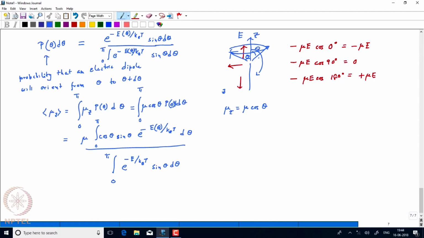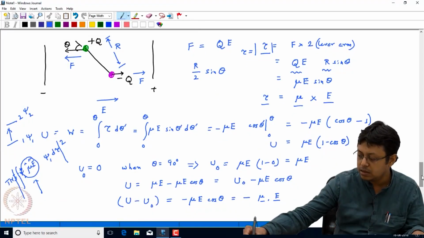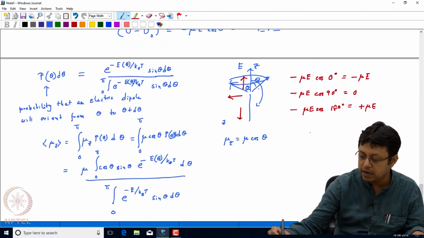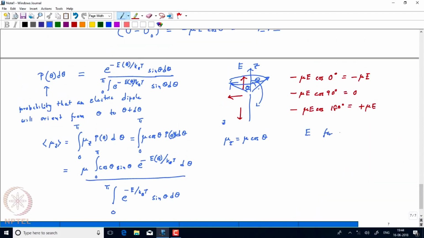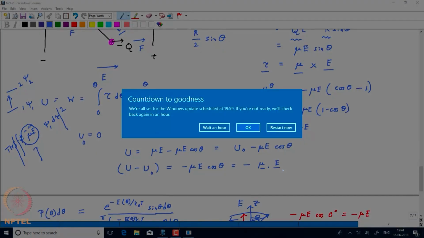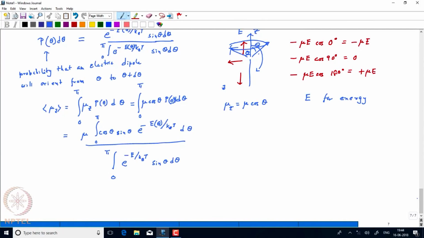What we can show is that we have the energy of the dipole, and we know the energy of the dipole is also dependent on the angle, which is mu times E times cos theta. Now here we are using E for energy, and in the earlier case we were using E as the electric field. So there might be a confusion, so just keep that in mind.